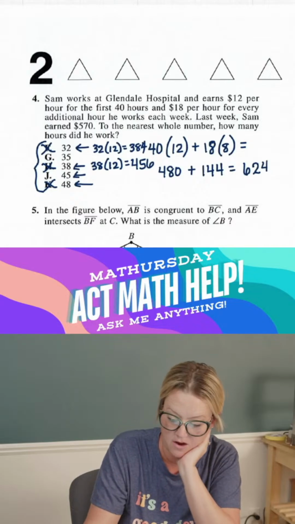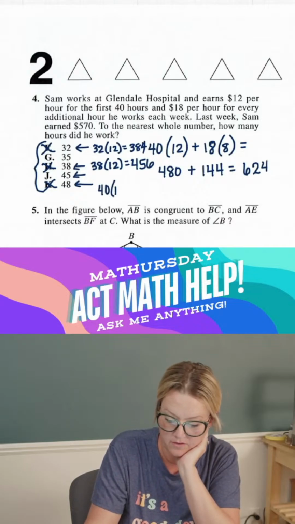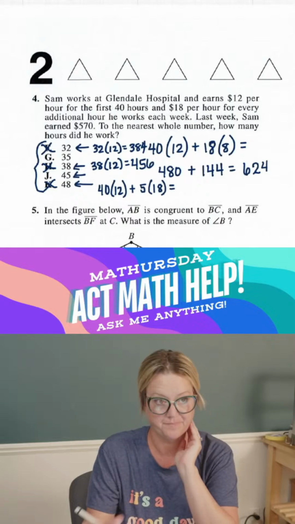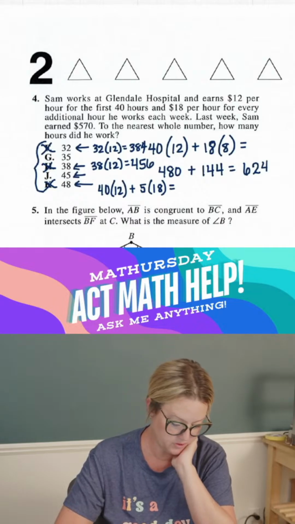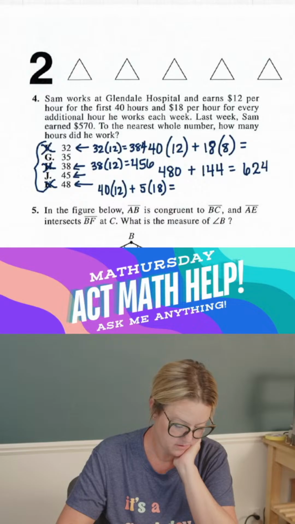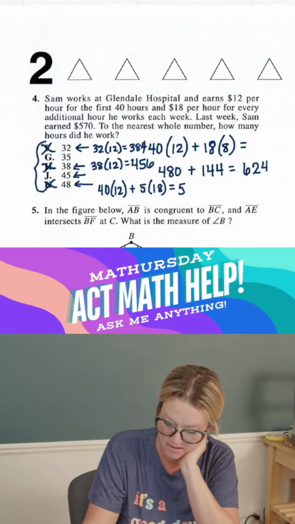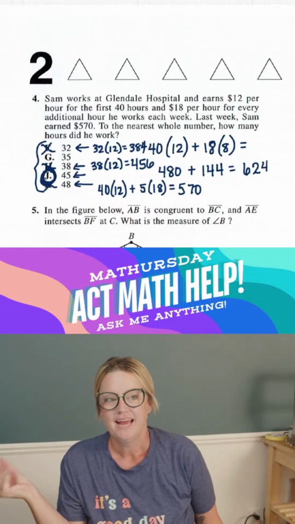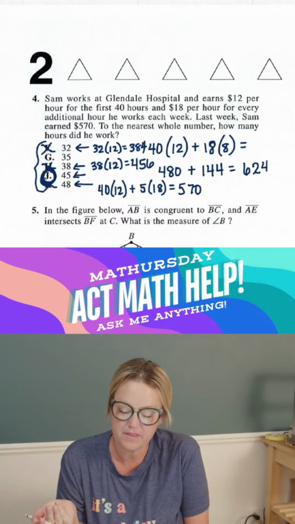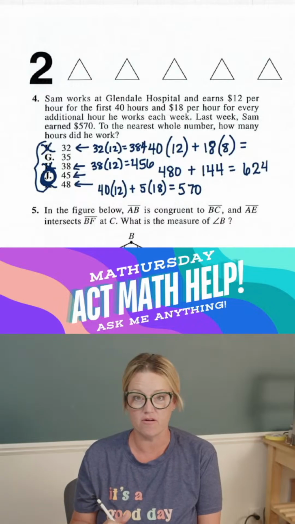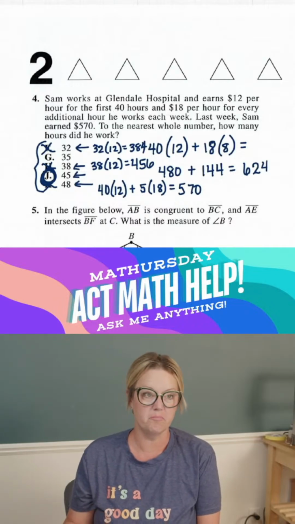So for 45, we're going to have 40 times 12 plus 5 times 18, which is 570. So there we go, my answer is J. It was 45 hours. I didn't have to really set up the equation or anything like that. I'm just going to use those answers that they give me because they already narrowed it down, and just start putting them in.